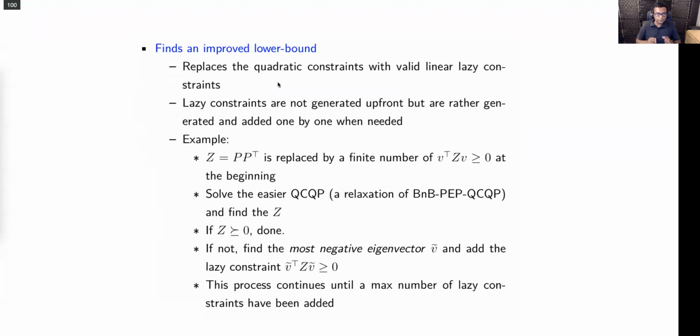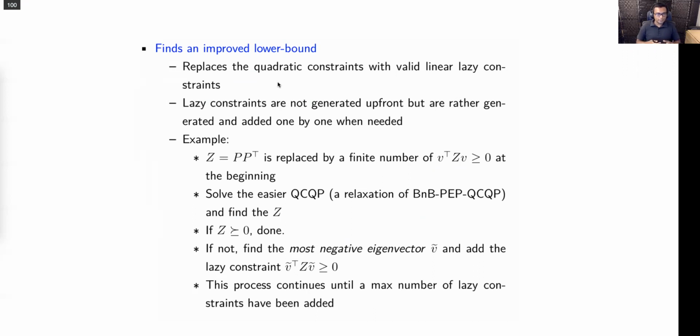So keep in mind, the default lower bound is 0 because the performance measure is always a non-negative quantity. Now, to compute an improved lower bound, we can replace some of the quadratic constraints, the constraints that are causing the non-convexity, hence the hardness of the problem. We can replace some of those quadratic constraints with valid linear lazy constraints. So what is a lazy constraint? Lazy constraints are a type of constraint that are not generated upfront in the optimization model, but are generated and added one by one when needed.